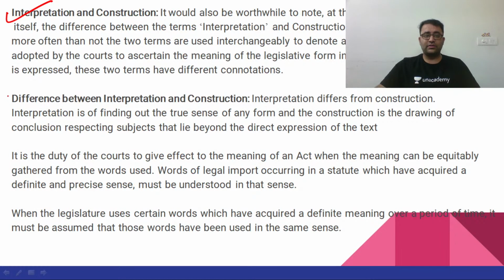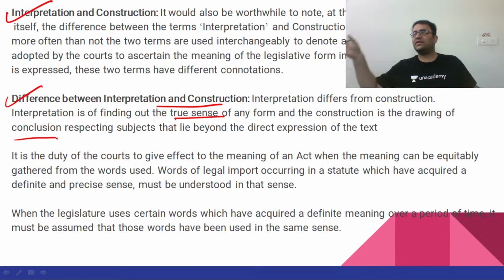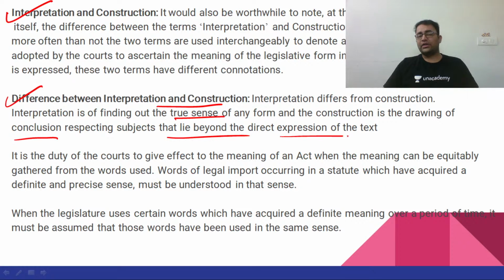So let's look at the difference between interpretation and construction. Interpretation differs from construction. Interpretation is finding out the true sense of any form, and construction is the drawing of conclusions respecting subjects that lie beyond the direct expression of the text. So interpretation is finding out the true sense of why something was said or written. Construction is going a step further and drawing conclusions: this is being said, maybe it means this, or this is the objective.